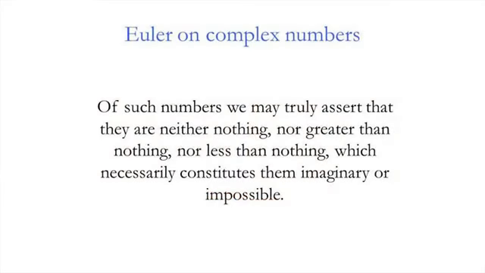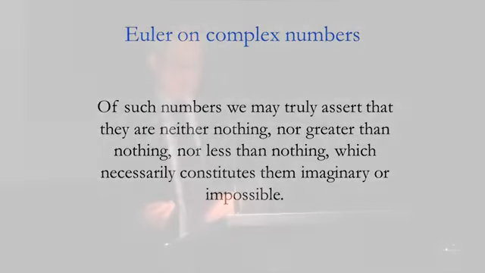And I want to say a little bit about the square root of -1 and hopefully remove the magic from it, because although Euler worked with the square root of -1 a lot, he said, "Of such numbers we may truly assert that they are neither nothing, nor greater than nothing, nor less than nothing, which necessarily constitutes them imaginary or impossible." And I want to try and prove to you that he was wrong. He was wrong here. So this, I think, is interesting.